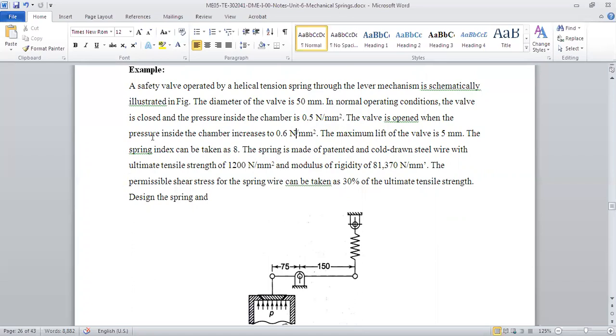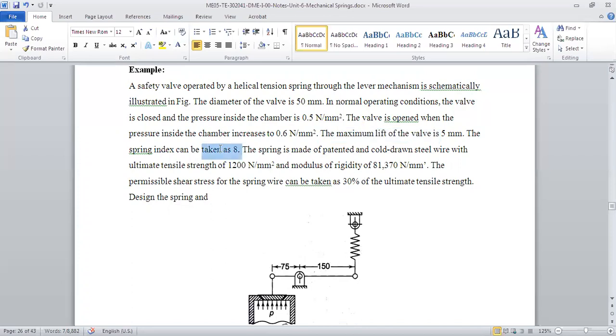So the valve is open when the pressure inside is 0.6 Newton per mm square. At that time the force will be pi by 4 d square, pi by 4 into 50 square into 0.6. That will be the force to open the valve. Okay. The maximum lift of the valve is 5 mm. It means the movement of the left hand side of the lever is 5 mm. What will be the movement on the right hand side? It will be 10 mm, since we have seen the mechanical advantage is twice. So if the left hand end moves by 5 mm, the right hand side will move by 10 mm.